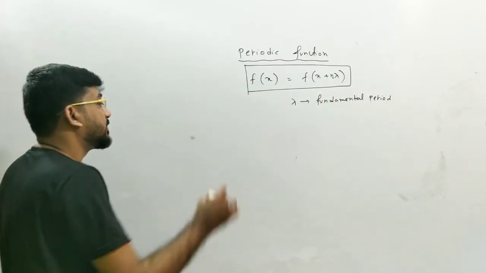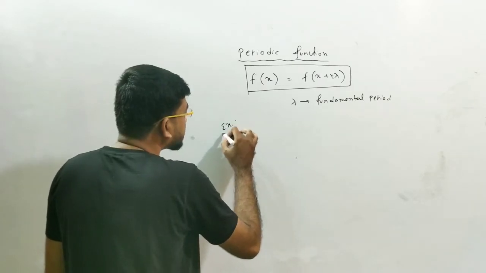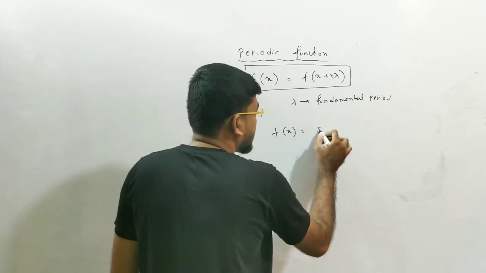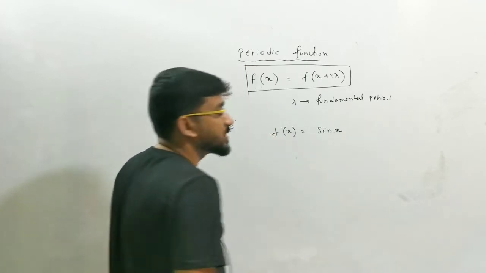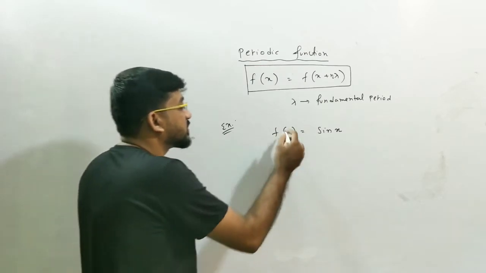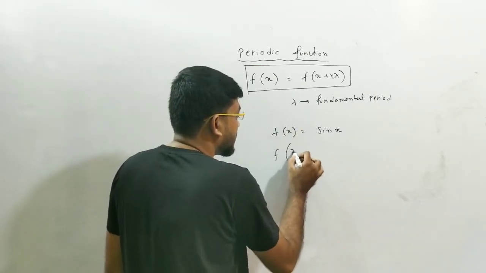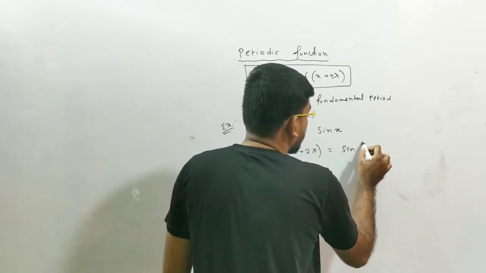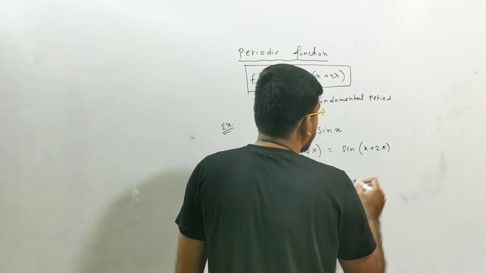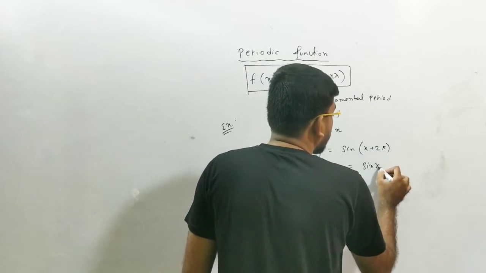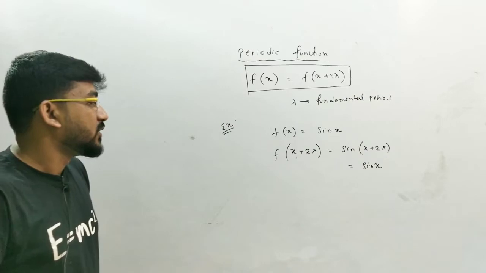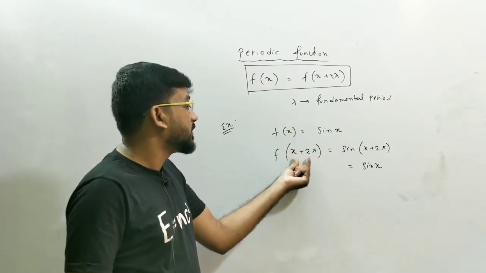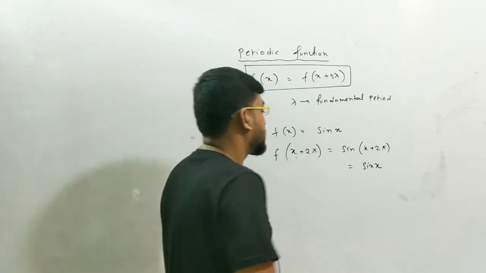Suppose, for example, f of x is equal to sin x. This is the most popular periodic function. Now if we add a constant to x, and the constant is 2 pi, then you get sin of x plus 2 pi, and you know that sin of x plus 2 pi is also sin x. So we get the function again if we add 2 pi to x. So f of x plus 2 pi is equal to f of x.